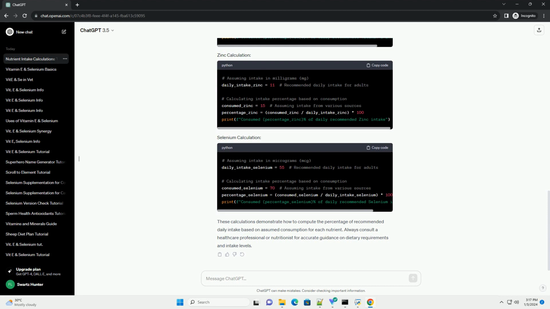Zinc is essential for immune function, wound healing, and DNA synthesis. It can be found in meat, shellfish, legumes, and seeds.